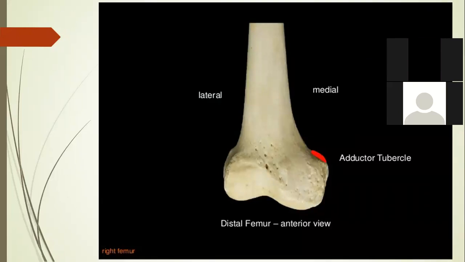Again, look at this picture. This one is the distal end of the femur, and see here that this one is the medial epicondyle of the femur. Just above it lies a small raised area, and this small raised area is called the adductor tubercle. This adductor tubercle is for the insertion of the hamstring part of the adductor magnus muscle.